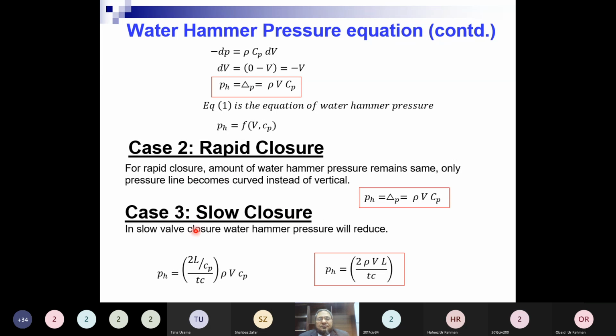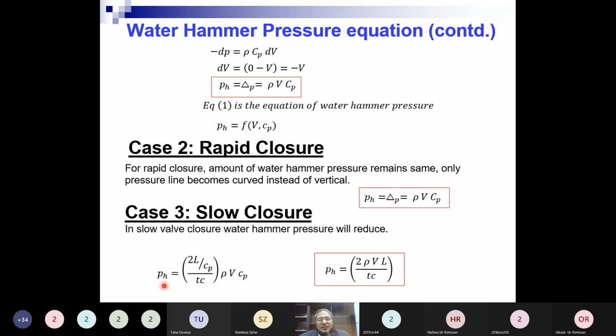Now come to the slow closure. Due to sudden closure, the hammer pressure is rho V Cp. And in the slow closure, what happens? We are taking too much time to close the valve. So the Tc value is much more as compared to 2L over Cp. If this is the numerator and this is the denominator, and the denominator is more than the numerator, then what would be this ratio? Its value would be more than one or less than one? Less than one, sir.